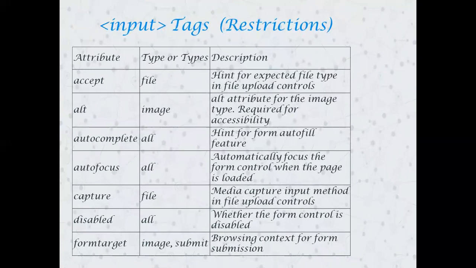Now, certain restrictions of input tags. What are the restrictions? First, accept. It is a hint for the accepted file type that is uploaded to the control. For type file, the restriction we give is accept. For image, we give alt. For autocomplete, we give it as well. When all the fields are filled up, it automatically indicates that the field is filled.